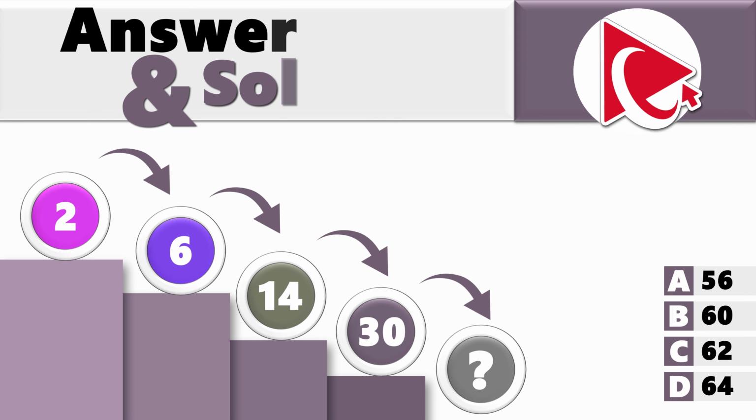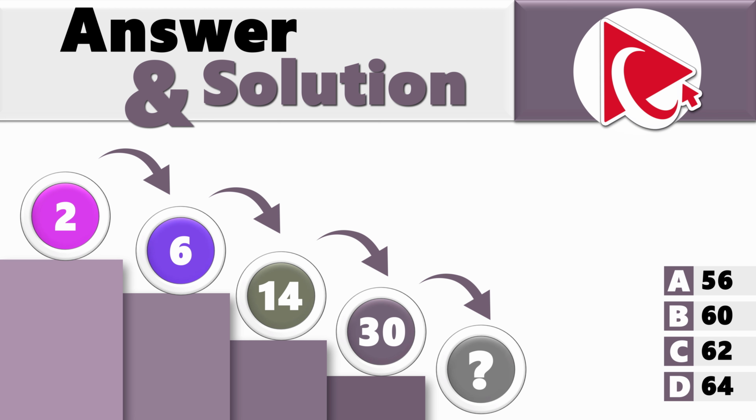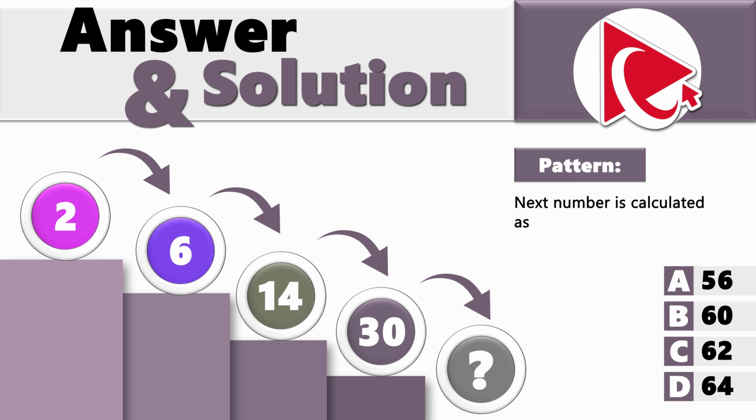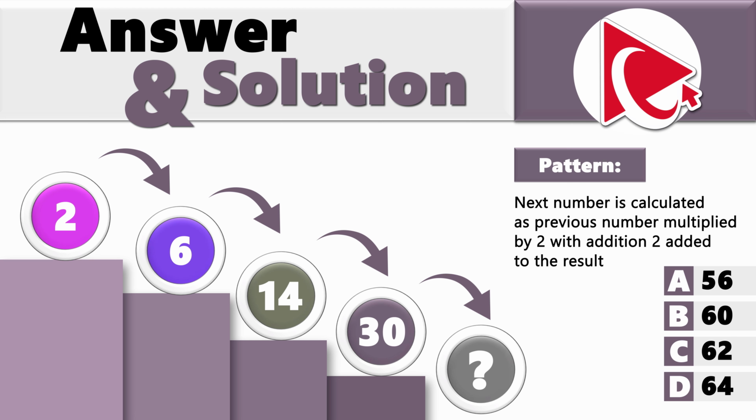As you might be well aware, to get to the answer for this particular question, you need to understand the pattern. And the pattern here is that the next number is calculated as the previous number multiplied by 2 with the addition of 2 to the result. Let's look at the example.